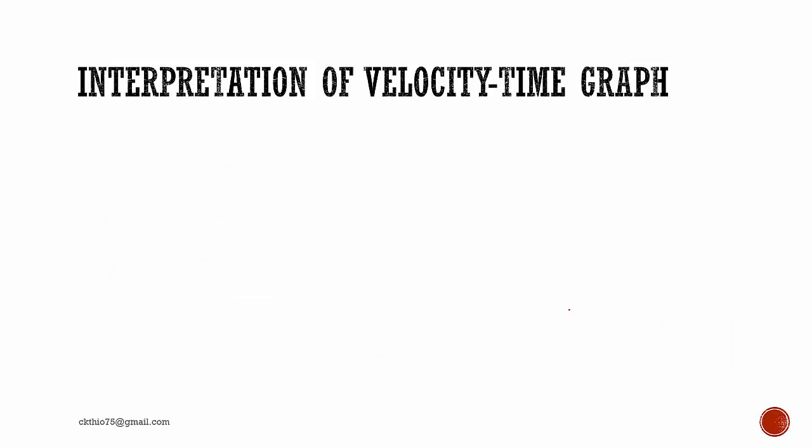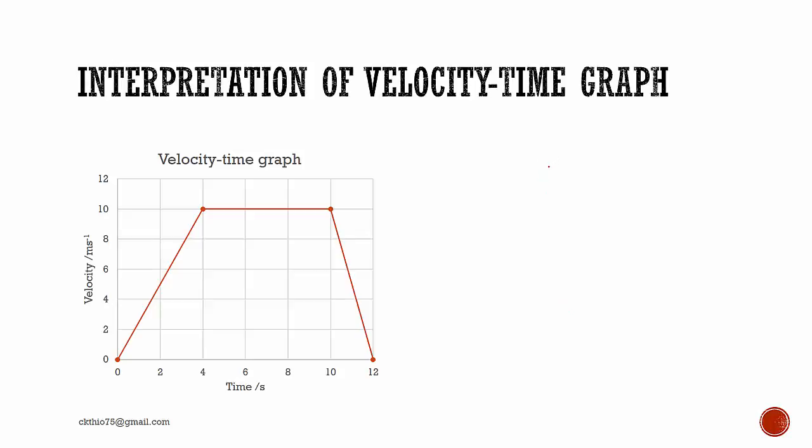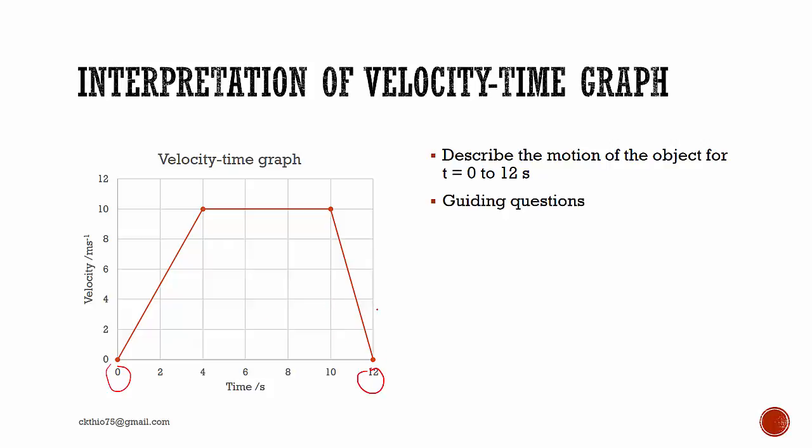Right now, you can of course also interpret a more complicated velocity time graph, but it is just breaking down into different sections. If I give you this velocity time graph and I want you to describe the motion of the object for time 0 to 12 seconds, you can break it down into 3 parts. Some guiding questions for you: when is the object at rest? When velocity is 0, which means that it's stationary.